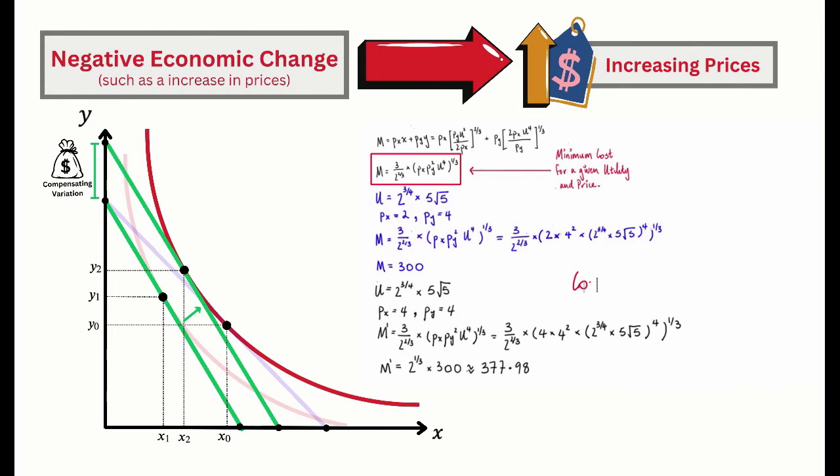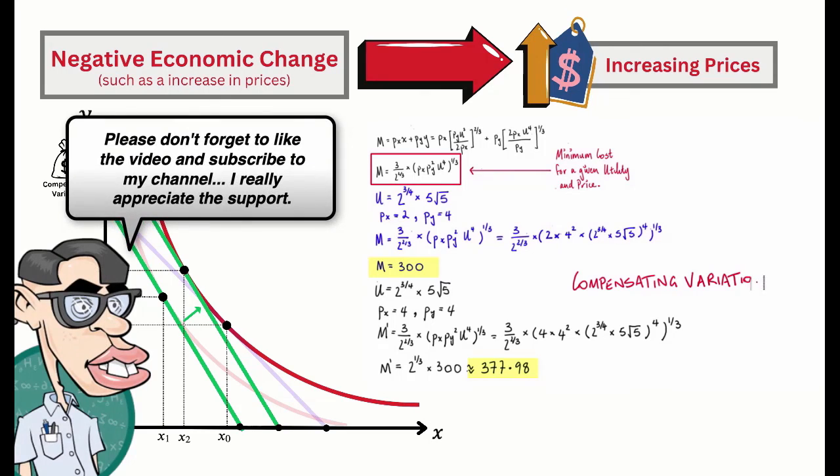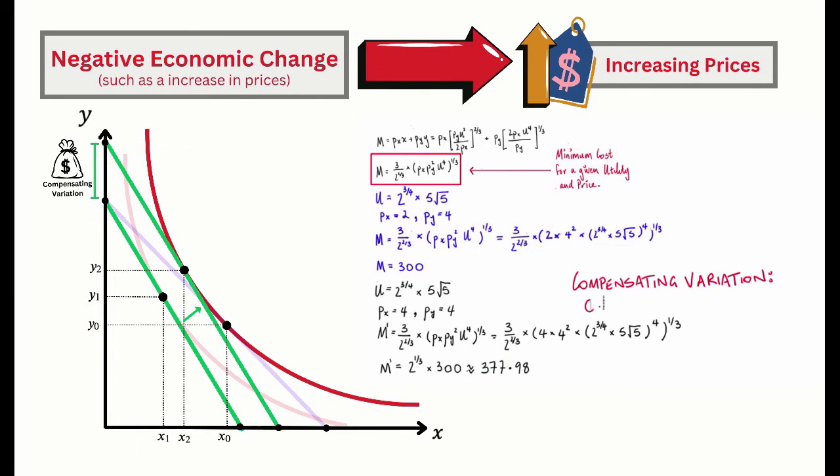377.98. So after all that, we can find the value of the compensating variation by calculating the difference between the income required to obtain the initial utility at the new price level and the consumer's initial level of income prior to the price change. After subtracting Toni's income of $300 from the $377.98, the resulting compensating variation of $77.98 represents the material welfare loss that she has experienced due to the increase in prices.